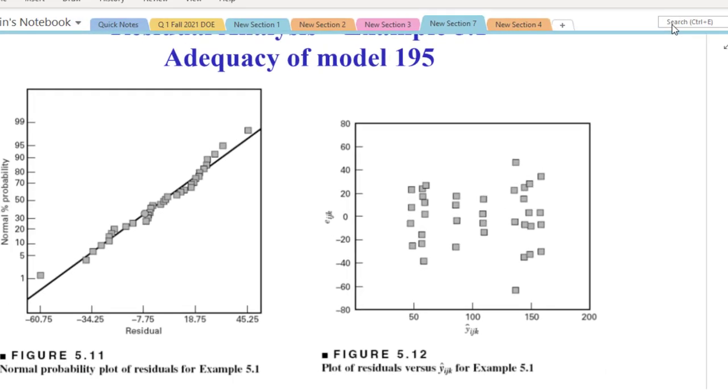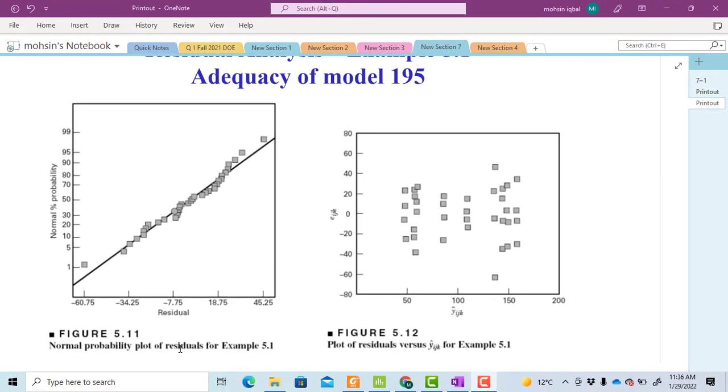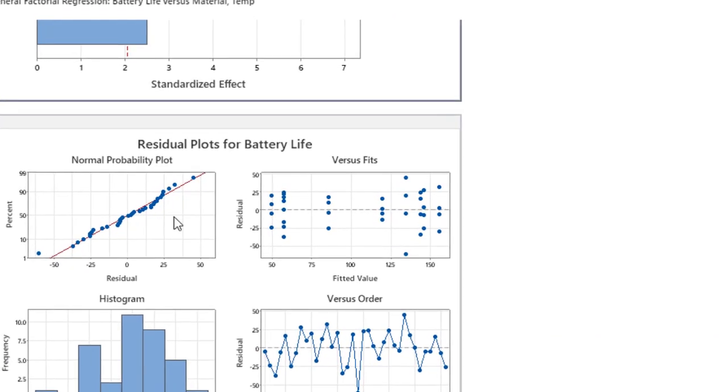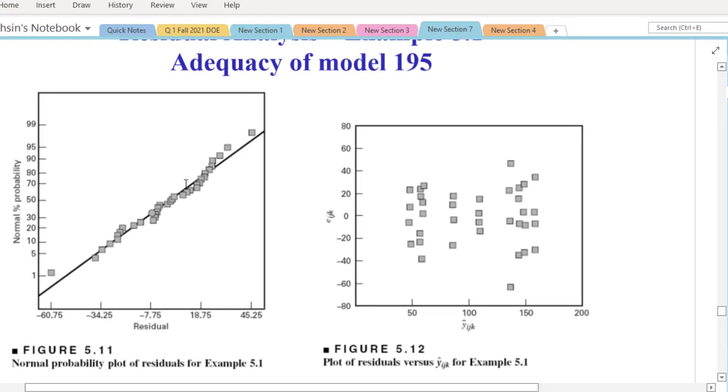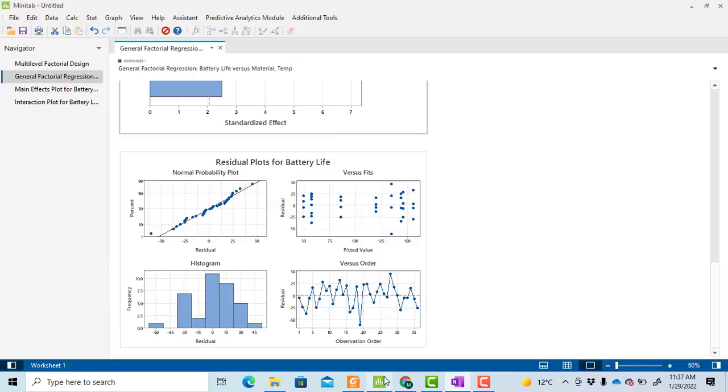To check the normality of the data, we have plotted the normal probability plot for residuals. As in example 5.1, the same plot has been formed in Minitab. So look at this normal probability plot, and you can see that this graph almost resembles the one that has been drawn in the book. Again, you can compare it.